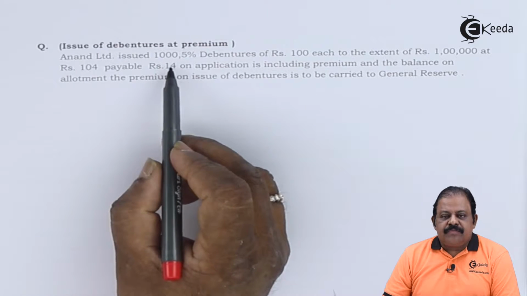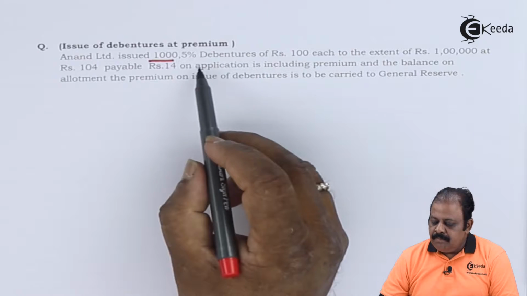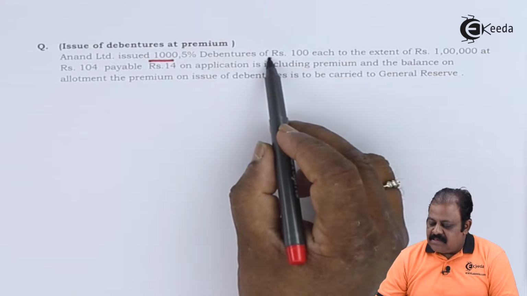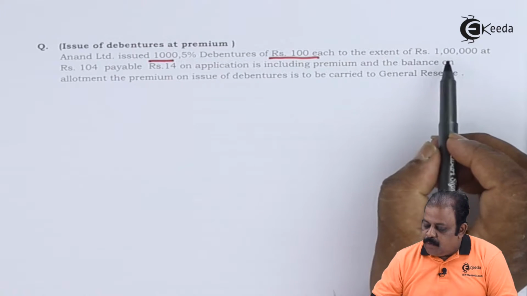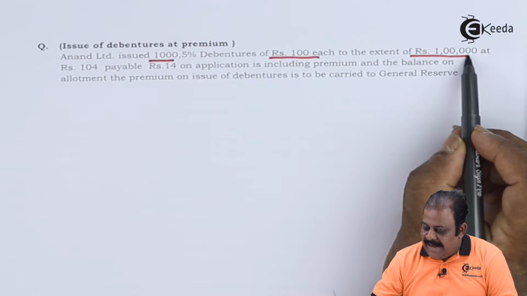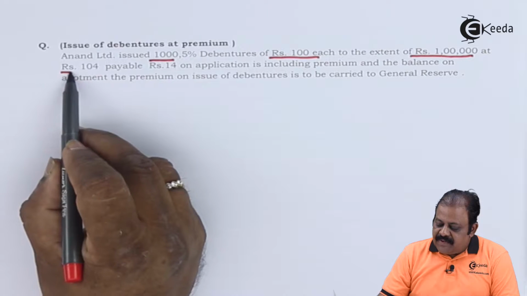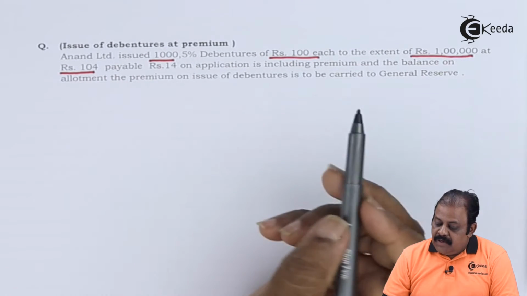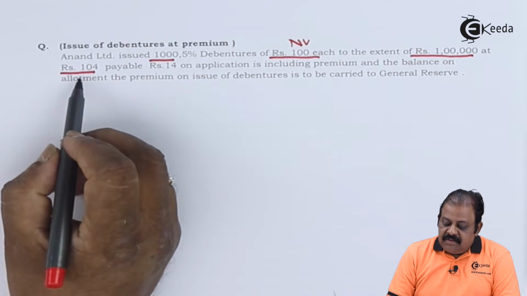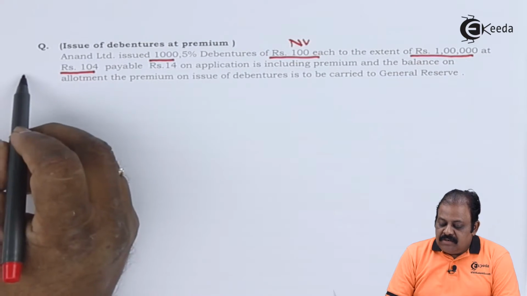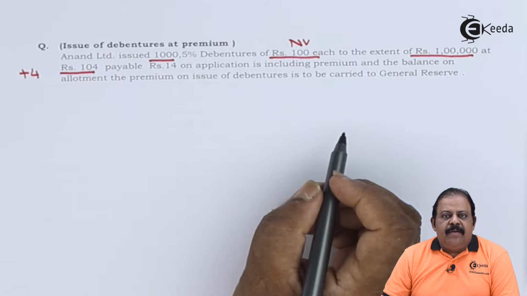Anand Limited issued 1,000 5% debentures of rupees 100 each to the extent of rupees 1 lakh at rupees 104. Here nominal value of debenture is rupees 100. It is issued at 104. That means extra 4 rupees you have charged for securities premium on debenture.